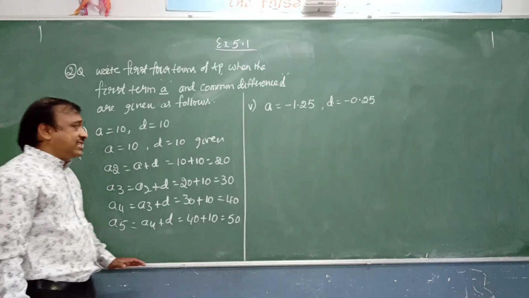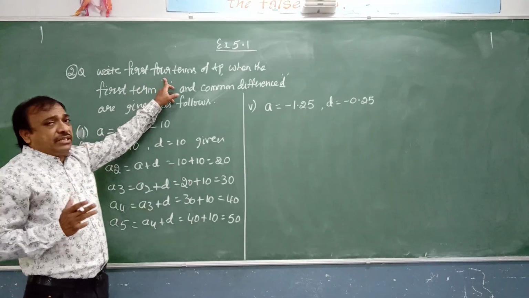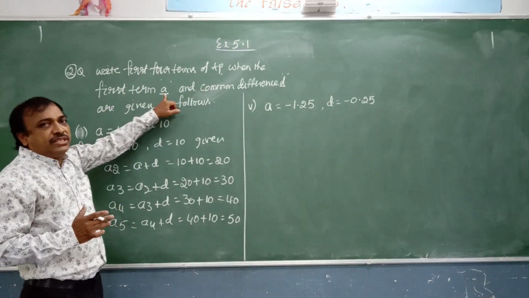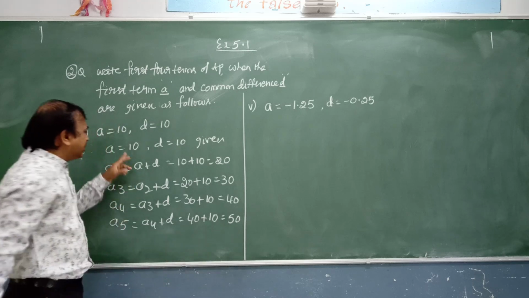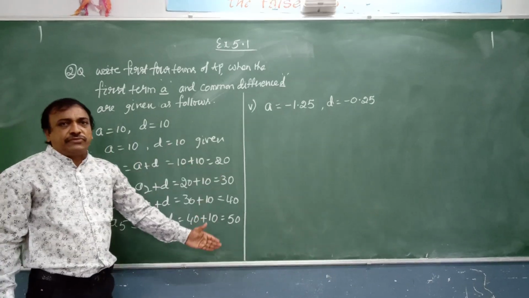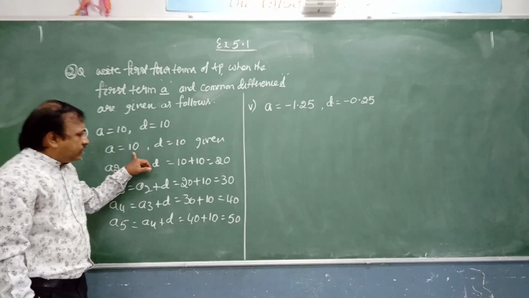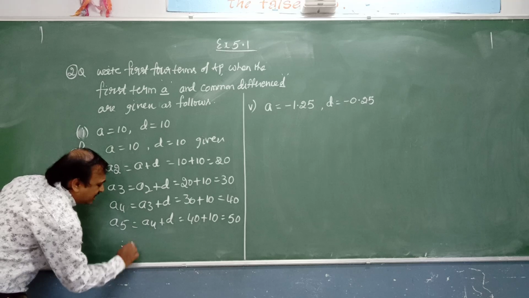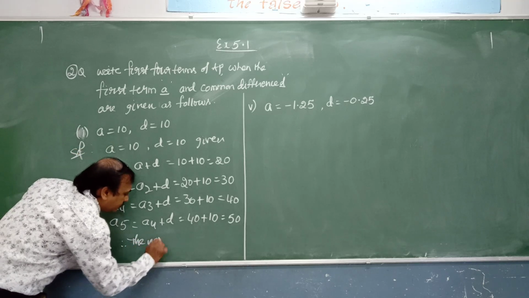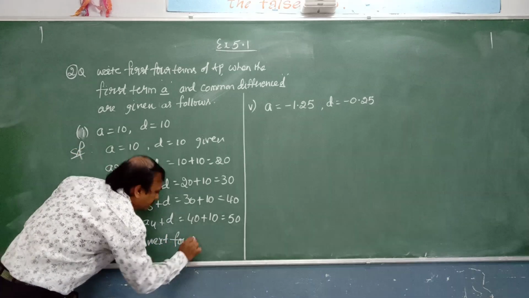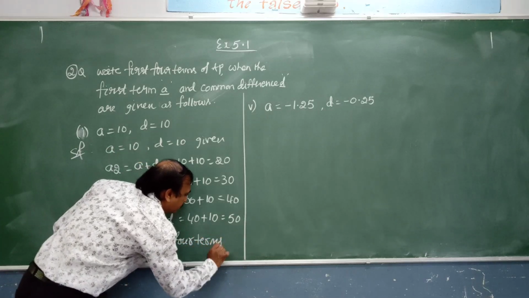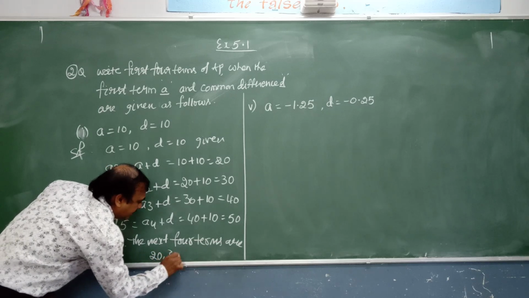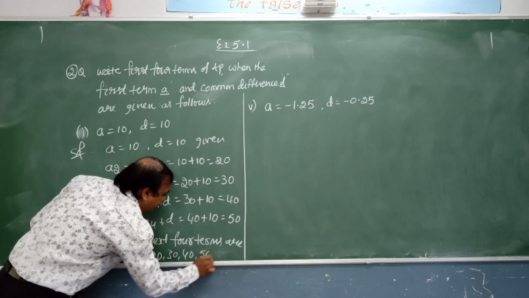How many terms is he asking? Next 4 terms. Write the first 4 terms of an AP when the first term is given. So we wrote up to the next terms. First term is already 10. So the next 4 terms we wrote, that is 10, 20, 30, 40, 50. Therefore, the next 4 terms are 20, 30, 40, 50.